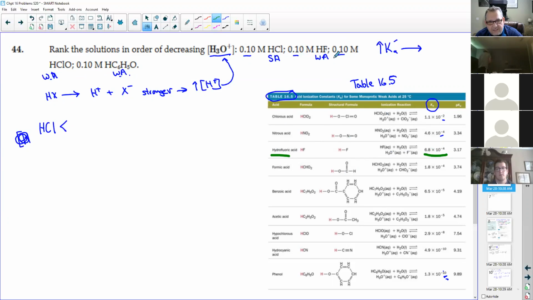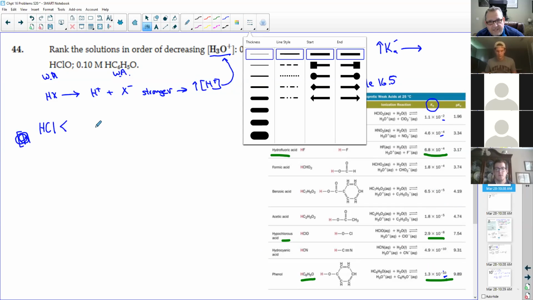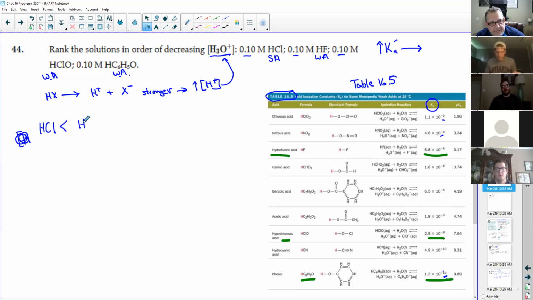And the next is the hypochlorous. Hypochlorous is here, and it's 10 to the minus 8th. And then finally, the last one is phenol. So this is phenol, and it is 10 to the minus 10th. So if I just go down the table and put them in order, they actually stack up in the way that they are listed in that table. So HF would be the next strongest, and then the one that had even less hydronium ion would be the hypochlorous. And then finally, the one at the bottom would be the phenol.